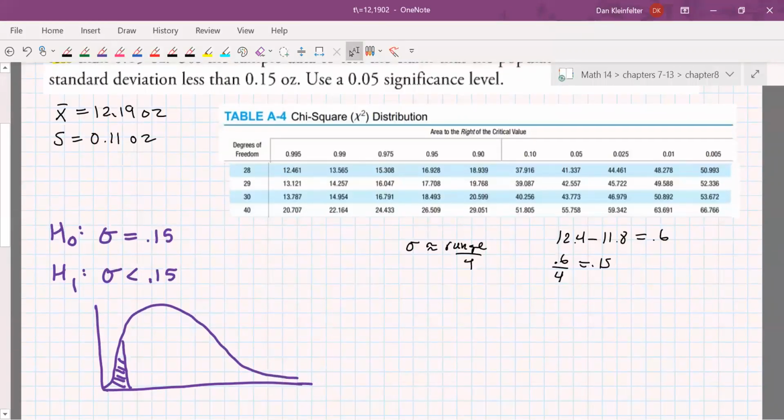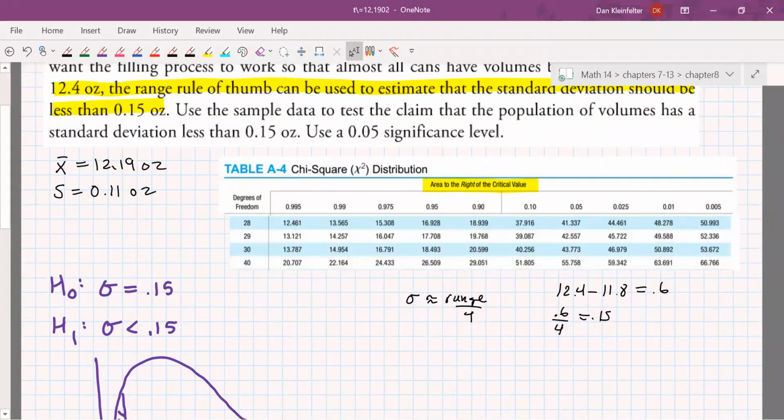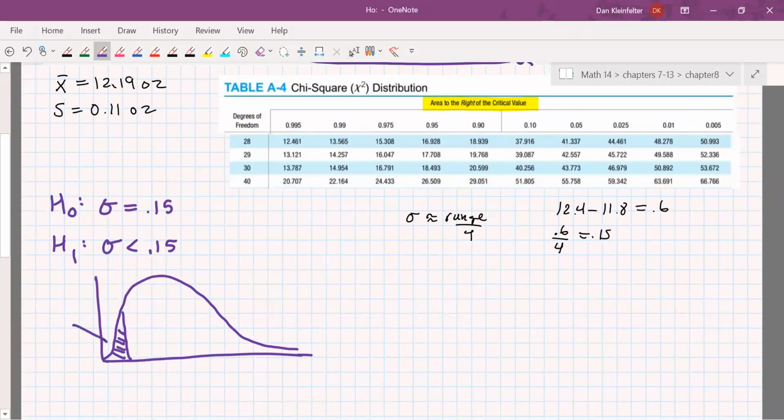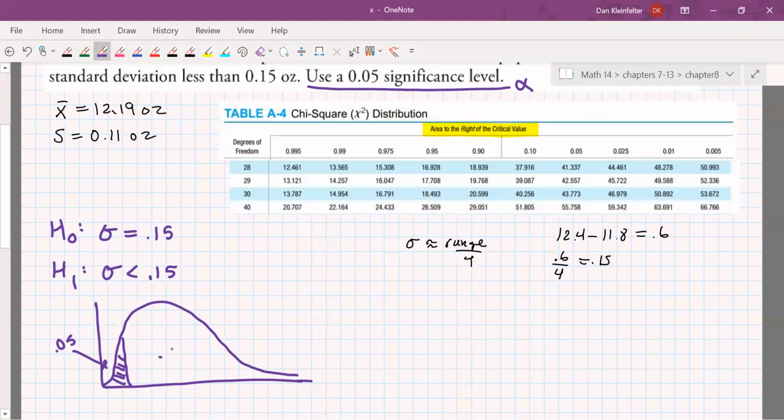Remember with the chi-squared distribution that the area is to the right of the critical value. So what is our alpha here? Our alpha is 0.05. That means that we want an area in the tail of 0.05. So then the area to the right is 0.95.